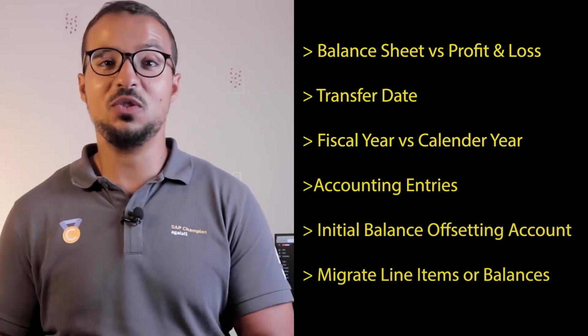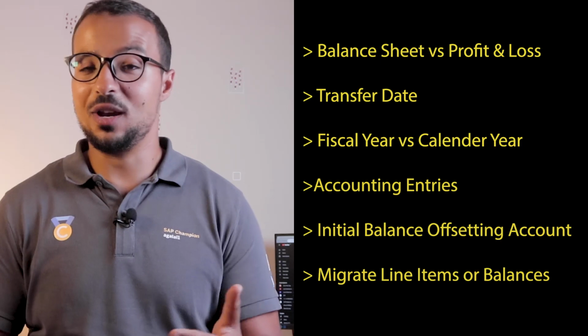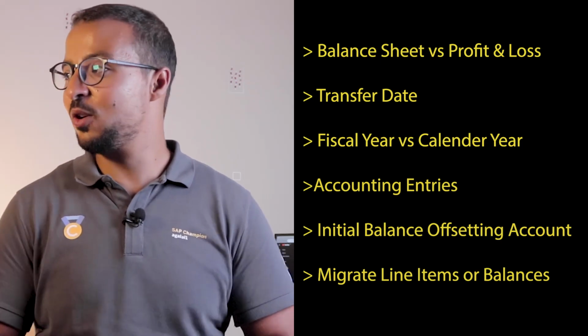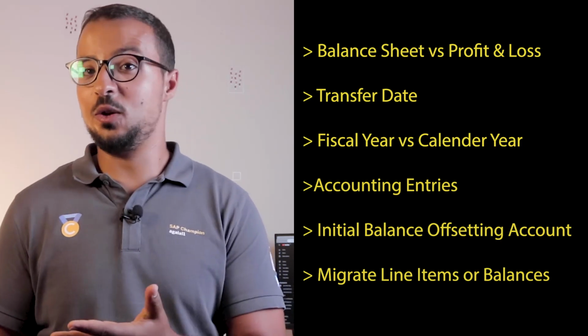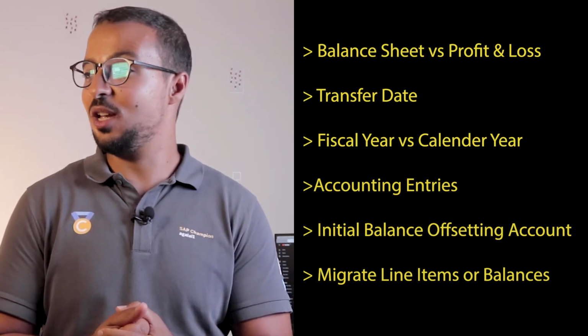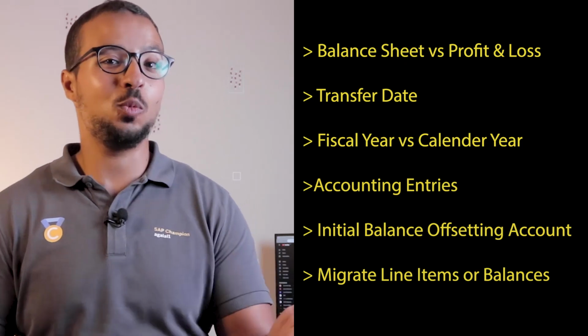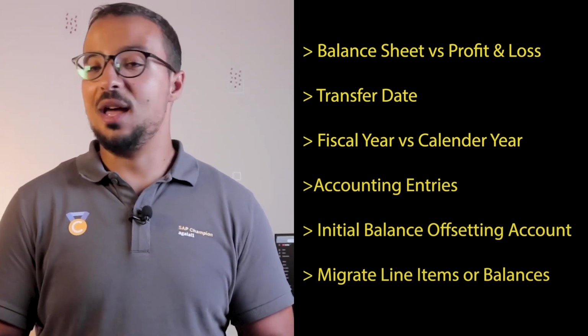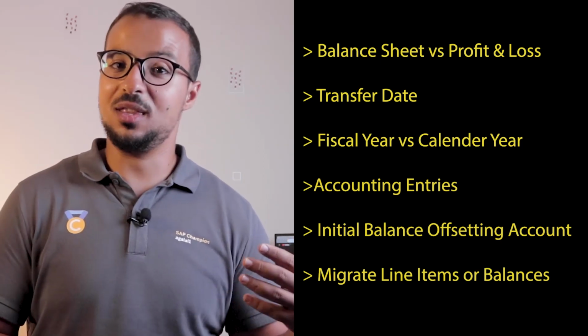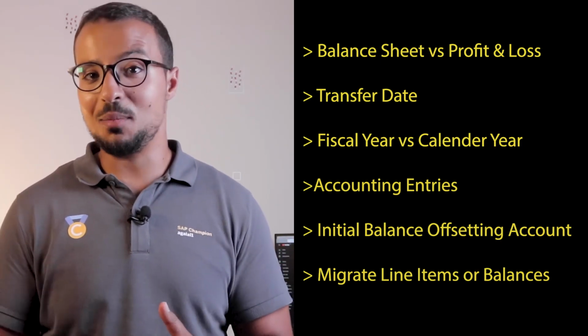What is the meaning of a transfer date? What is the fiscal year and how is it different from the calendar year? And also, this is everything. What is the retained earnings and how does it link balance sheet and profit and loss? And also when do we need to migrate line items and when do we need to migrate balances? And the difference between migration at the end of the fiscal year and in the middle of the fiscal year.